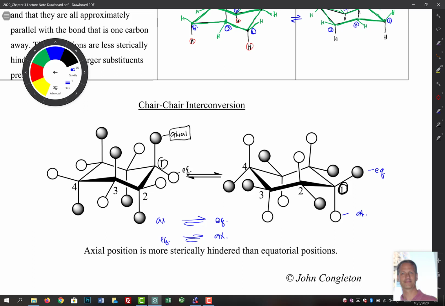And as we're going to see looking at some Newman projections, these axial positions are more sterically hindered than the equatorial positions. So in the end, what we're going to have to do is we're going to be given a structure, a compound like, let's say, toluene, and we'll be asked to draw the most stable chair conformation. And we're going to have to make a decision, is it chair number 1 or is it chair number 2?